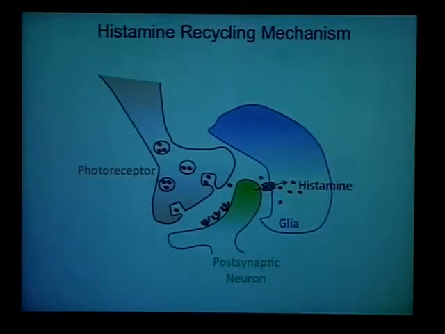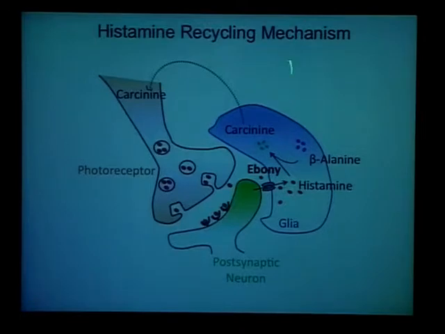If you look at the detailed mechanism of histamine recycling, glia take up the histamine after it binds to the receptor and is released back. Then it is converted into carcinin, which is the inactive form, by conjugating histamine and beta-alanine together in the presence of an enzyme called ebony. This carcinin is then transported back to the photoreceptors, where, in the presence of another enzyme called TAN, it is dissociated back into beta-alanine and histamine. And this free histamine goes back to the synaptic vesicles.